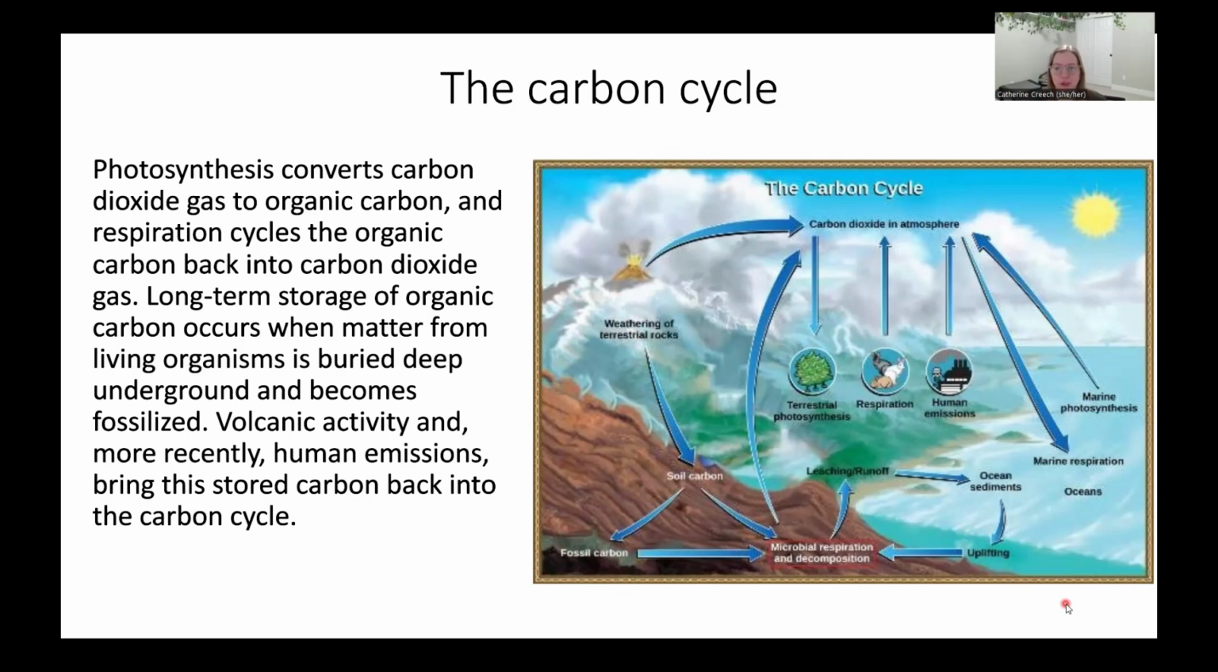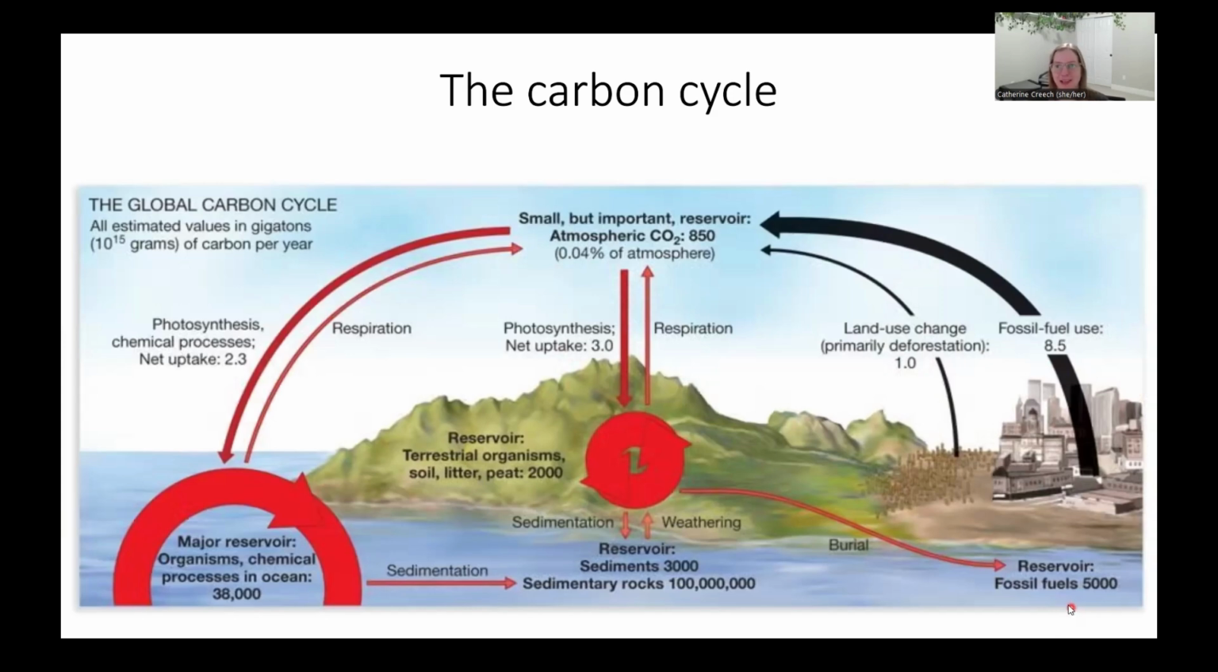So this is a nice overview, but I like this one better. Here we get to see our main reservoir of carbon dioxide. It's in the ocean, so this is where we're storing most of our carbon dioxide. Carbon dioxide dissolves readily from the air into water. As it does, it creates carbonic acid, which we're going to talk about in just a second.